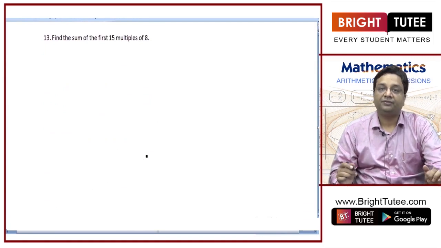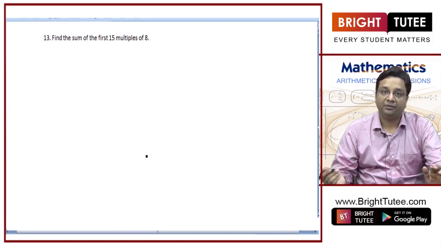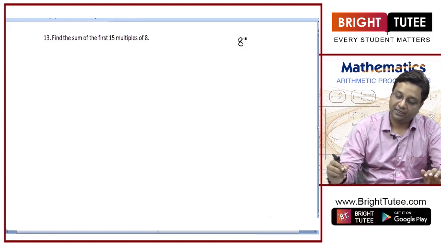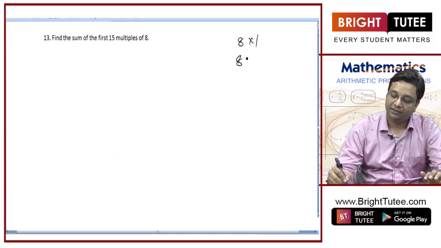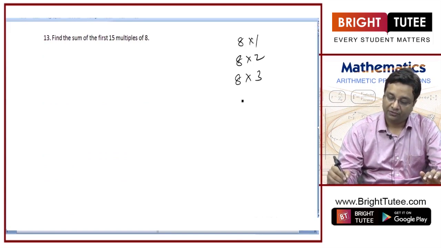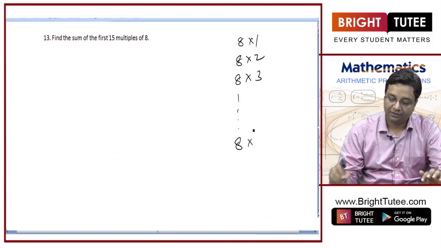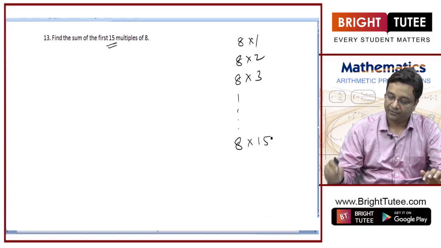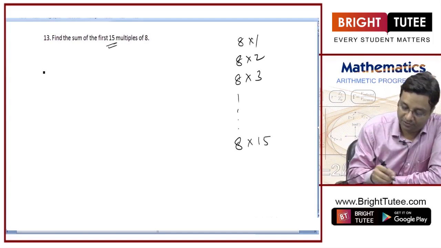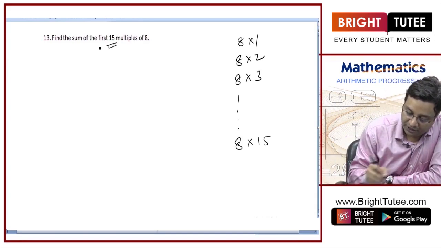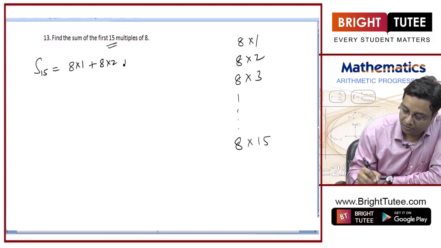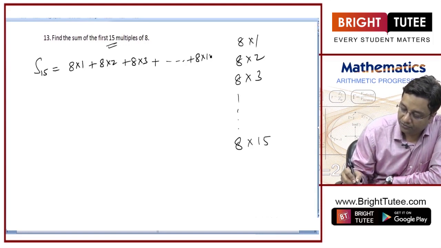Find the sum of first 15 multiples of 8. What are the multiples of 8? Multiples of 8 are 8 into 1, second multiple is 8 into 2, third one is 8 into 3. So we need to find the sum of first 15 multiples of 8, right? So this sum is pretty simple. Sum of 15 multiples, let's denote it by S15. It is equal to 8 into 1 plus 8 into 2 plus 8 into 3 up to 8 into 15.